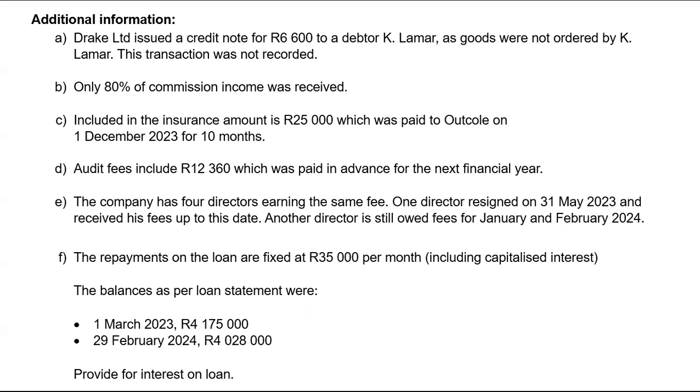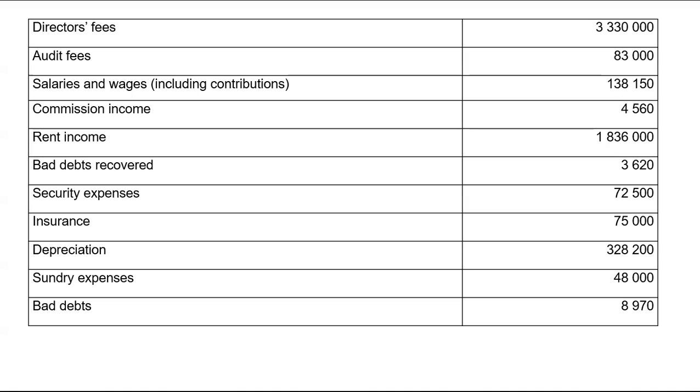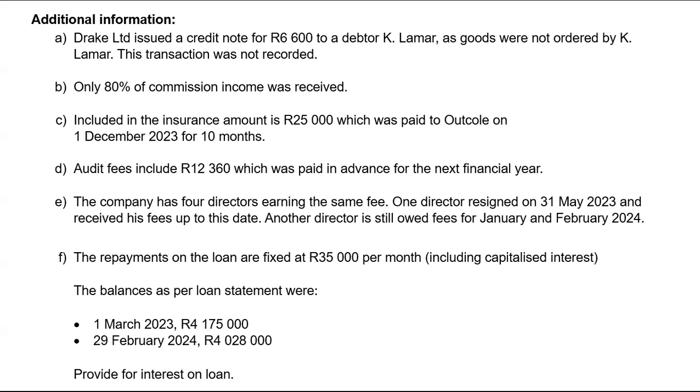Guys, I showed you two videos where I treated insurance differently. So it's one of the two. Okay. Now the question is, which one is this one? It's 25,000 rand, because they said it was included, and it was included in our insurance in the pre-adjustment trial balance, which is 75,000 rand. So that 25,000 rand has been included in that 75,000 rand, right? And it was paid to Outcall on the 1st of December 2023 for 10 months.